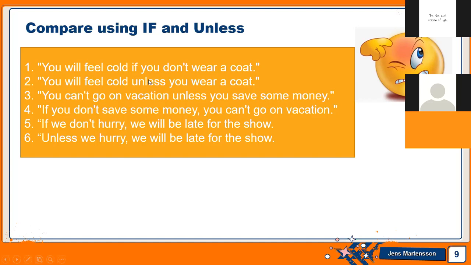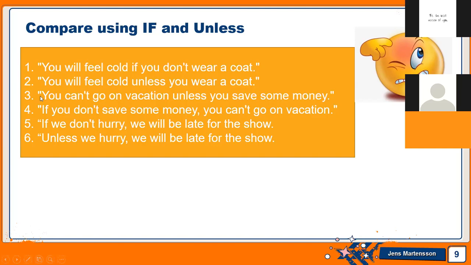Okay? But if it is positive, you cannot replace it with unless. You will feel cold if you wear a coat. You will not feel cold. Harusnya di sini, kalau kita menggunakan if, you will not feel cold if you wear a coat. Unless nggak bisa masuk. I hope you understand. You will feel cold if you don't wear a coat. You will feel cold unless you wear a coat.